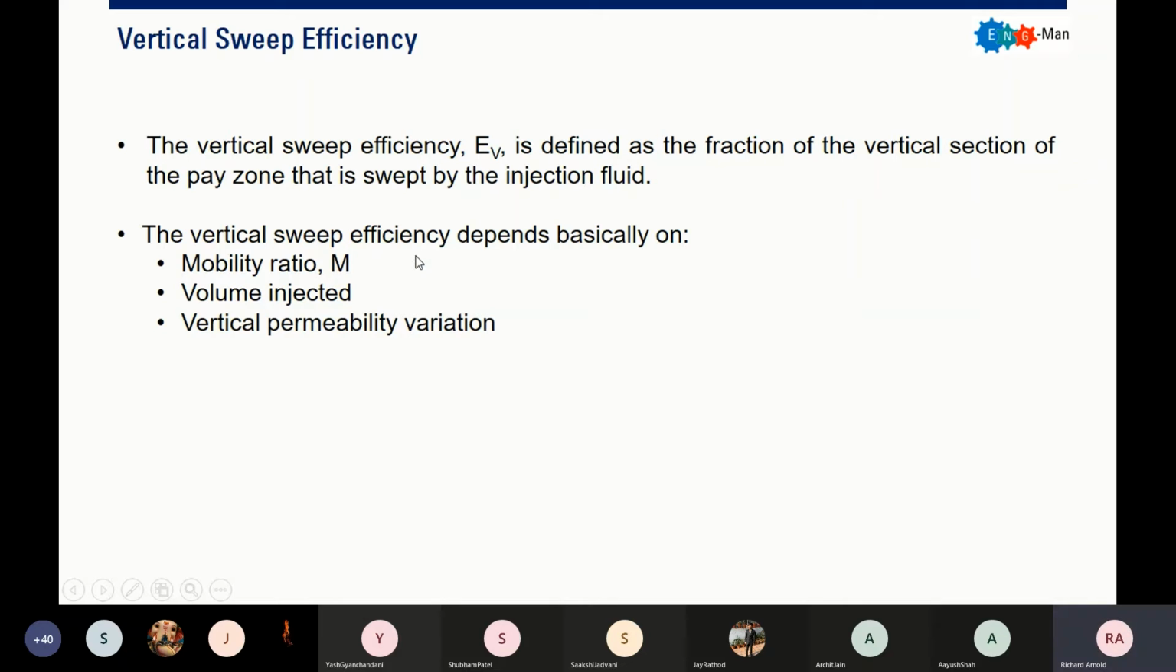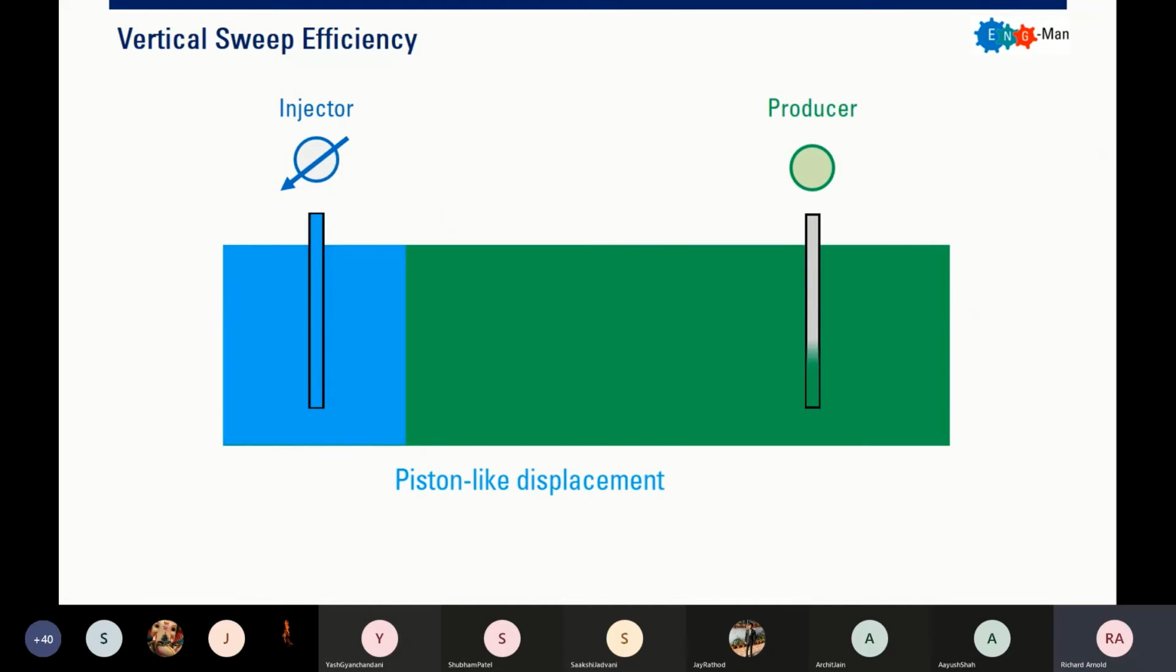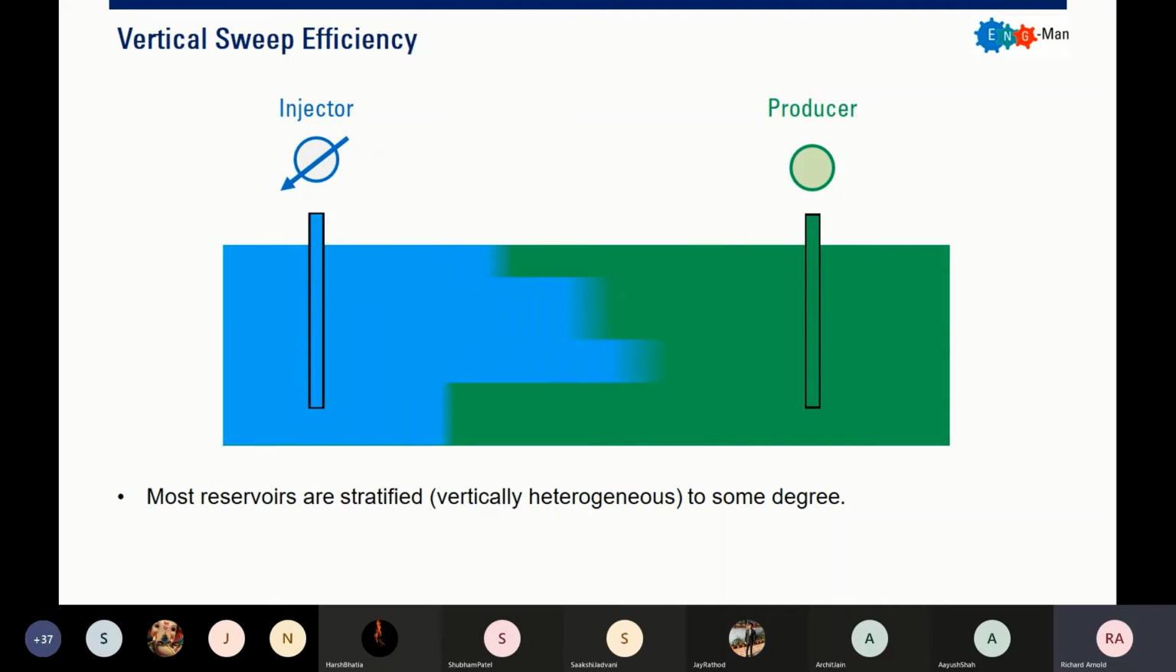The vertical sweep efficiency depends basically on mobility ratio again. So mobility ratio is really important for our water flood, and also volume injected and vertical permeability variation. So again, heterogeneity, in this case vertical heterogeneity, is really important for our water flood performance. Of course, this kind of displacement that we desire from our water flood is piston-like displacement. That's the ideal story, but most of the time, that's not the way it turns out.